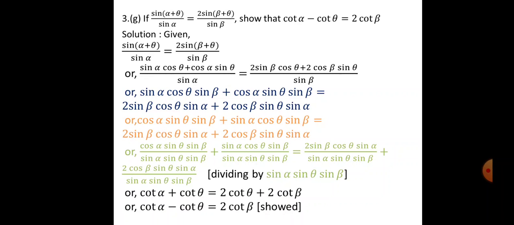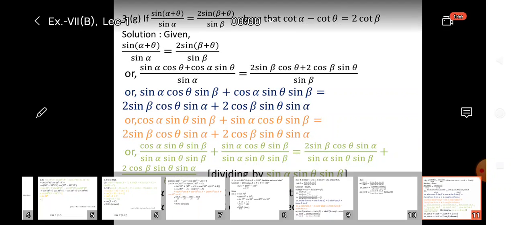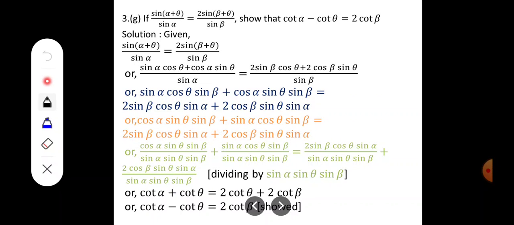So by transposing cot alpha, here cot theta and here cot theta and here 2 cot theta. If we take it to the left side, it will be minus 2 cot theta, and plus 2 cot theta minus 2 cot theta, we will get minus cot theta. So cot alpha minus cot theta equals cot beta, and we were asked to prove this. Here is show that.